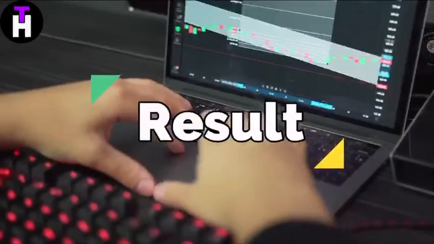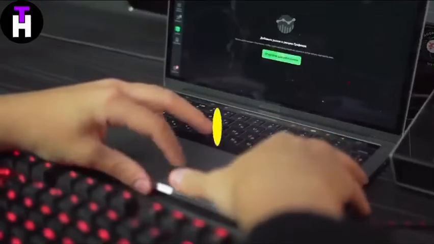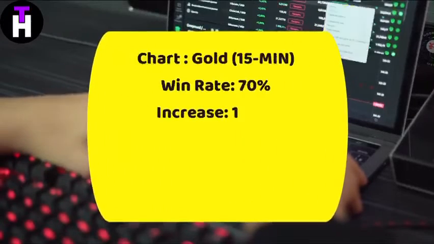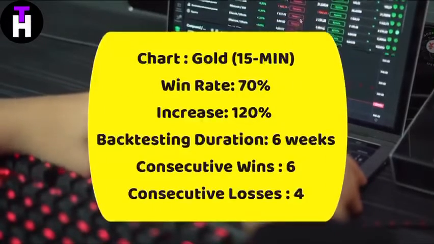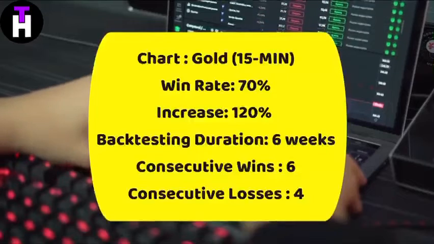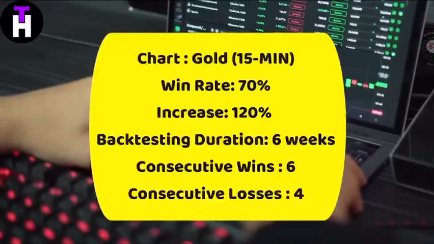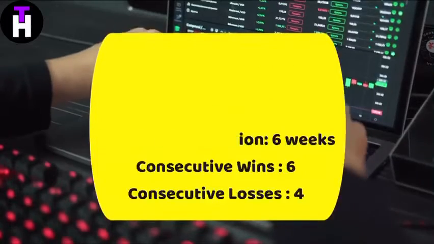I just finished the backtesting. Our win rate is crazy high, 70%, and we increased our account size by 120%. I found those 100 setups within 6 weeks. We had 6 consecutive wins against 4 consecutive losses. So overall, the strategy definitely showed some good results.